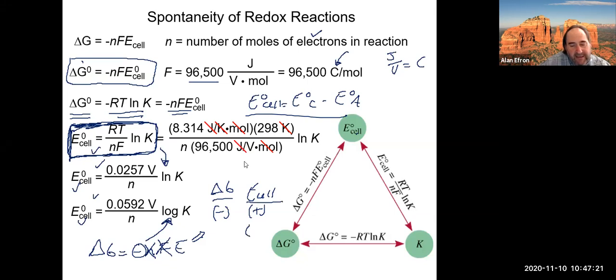Now, if you get a negative cell voltage, the negative E and the negative sign will turn our delta G into a positive number, which means the reaction is going to be non-spontaneous the way it's written. So that's why we say positive voltage means the reaction will be spontaneous, and we would expect, as it's written, to head towards the product side. Any questions on that?